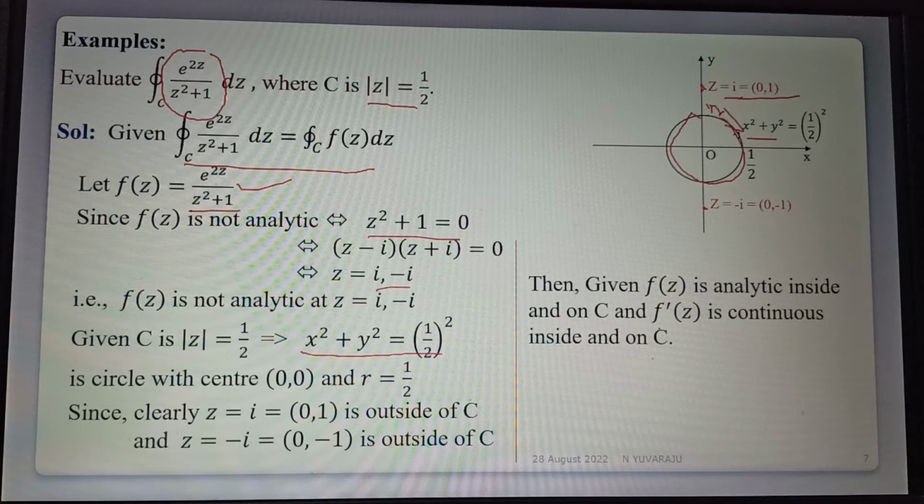So what is that theorem, Cauchy's integral theorem? Inside and on the curve, if the given function is analytic, then the integration of the given function is always 0.